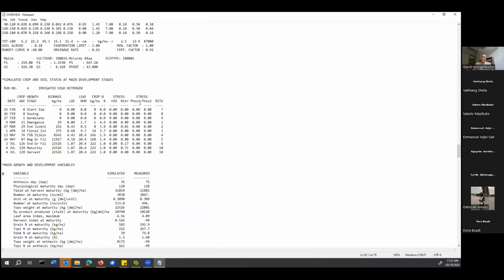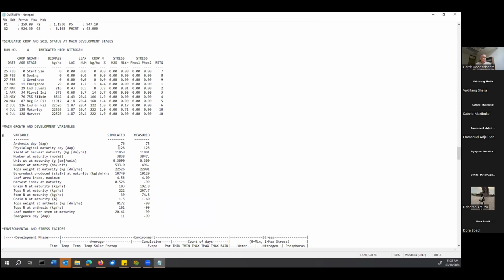Let's look here at the yield levels. We see from phenology not much difference between the various treatments. We can see that yield is significantly higher. Yield at harvest maturity is 11,859 simulated, very close to observed, 11,881. Tops weight, 22,526, slightly higher than measured, 22,000. Grain nitrogen at maturity is actually slightly less because we get a dilution effect. Simulated 1.5 and measured 1.6.